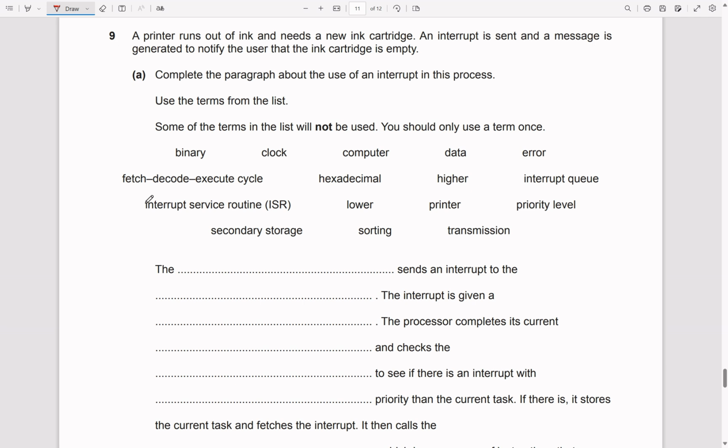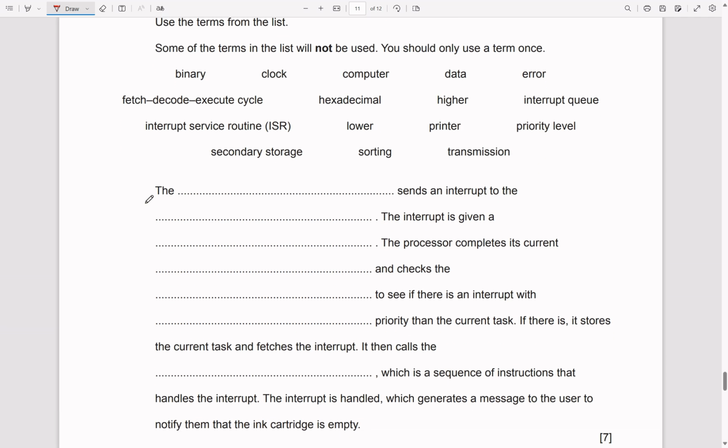Alright, anyway, so the last question. A printer runs out of ink and needs a new ink cartridge. An interrupt is sent and a message is generated to notify the user that the ink cartridge is empty. Right, complete the paragraph about the use of an interrupt in this process. Use terms from the list. Some of the terms in the list will not be used. You should only use a term once.